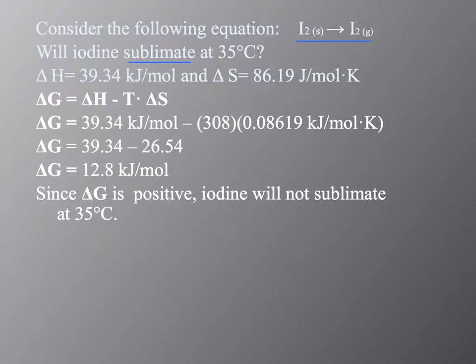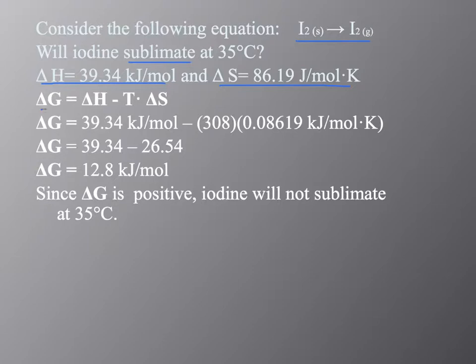We have some values here. A change in enthalpy for that reaction from a solid to a gas is 39.34 kilojoules per mole. And the change in entropy for that is 86.19 joules per mole Kelvin. So we need to do some conversion. That needs to be turned from joules into kilojoules before you can plug it into the equation.